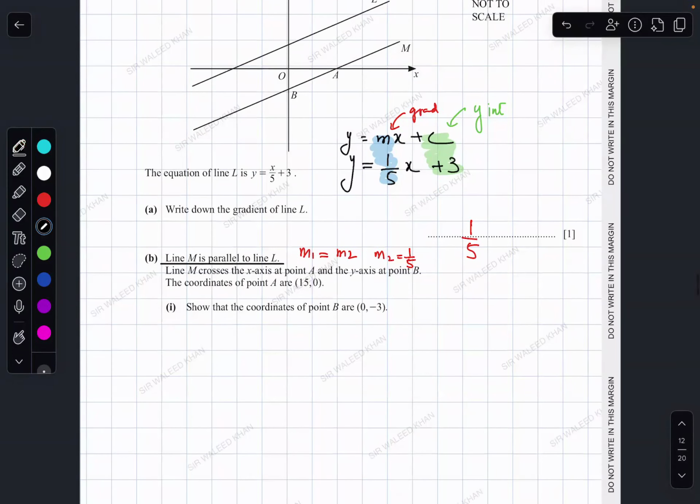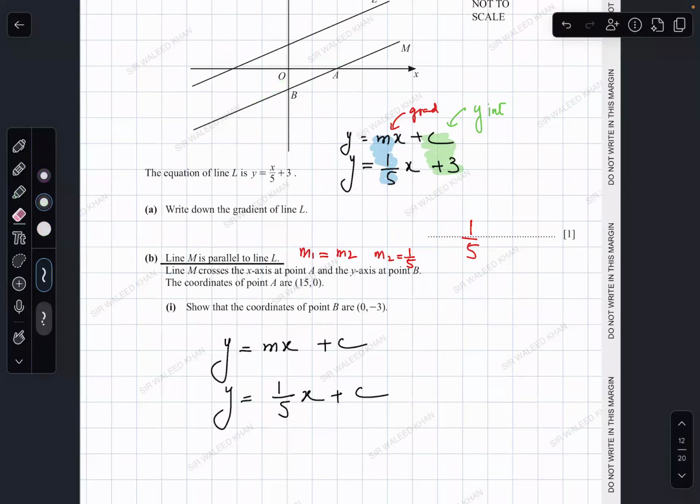So if I replace it in the equation, what is our equation? y is equal to mx plus c. In this I now know what the gradient is, that's 1 by 5. But I still don't know what the y-intercept is. And they are saying that line M crosses the x-axis at point A and crosses the y-axis at point B. So all I can do is use the value of y as 0 and the value of x as 15, because we can use one point on the line.